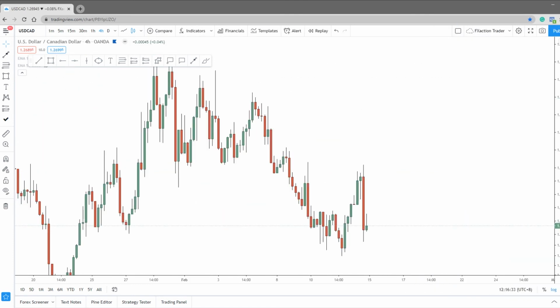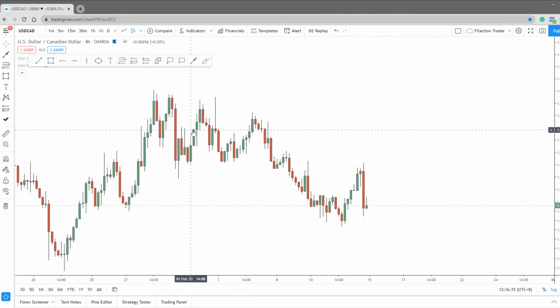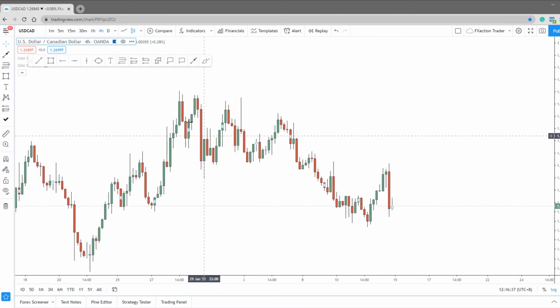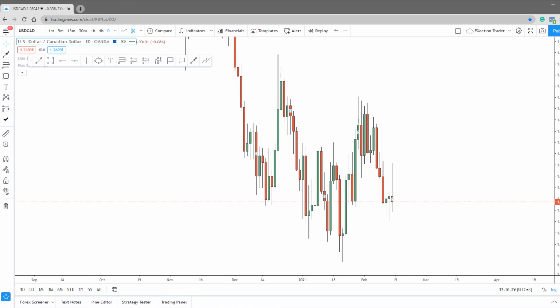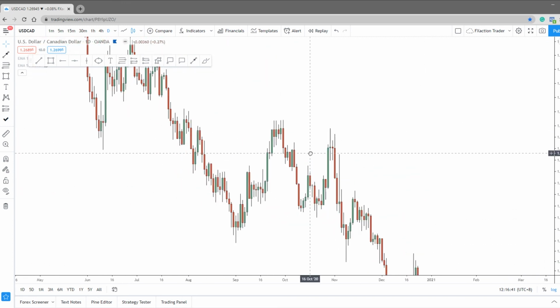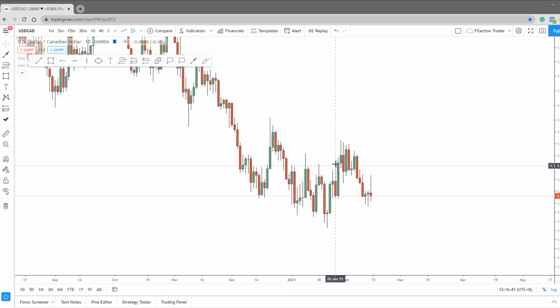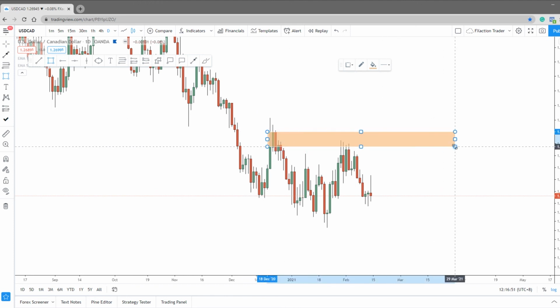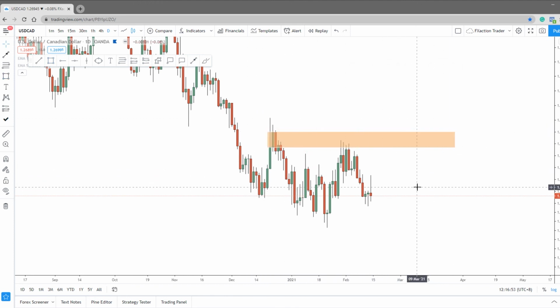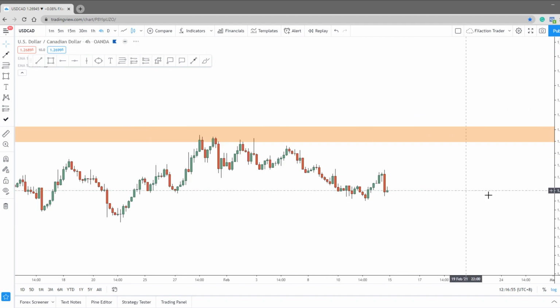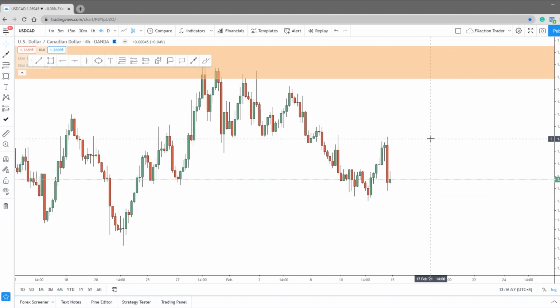The last pair for this week is going to be the Dollar Canadian pair. So on the daily chart, we can see that the market has been in a very strong downtrend, and the market tried to break out of this previous downtrend, but the market could not break up of this previous lower high structure. So on H4, we are still going to look for a short trade.